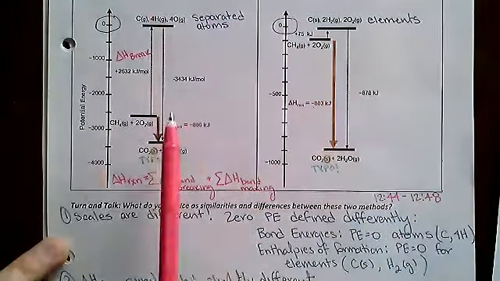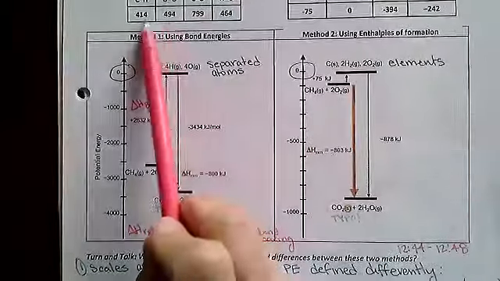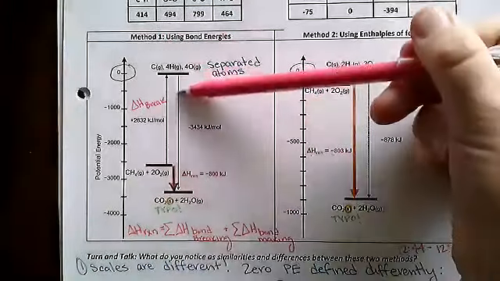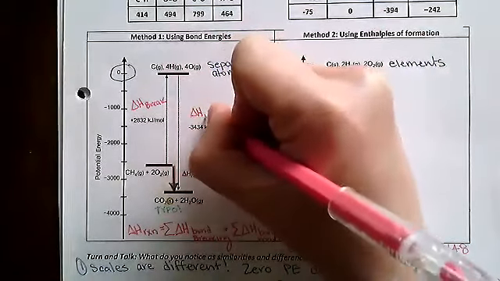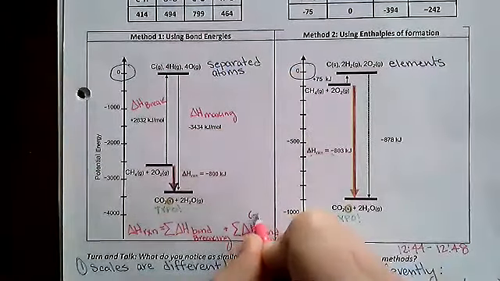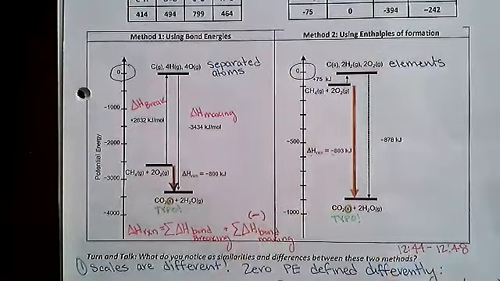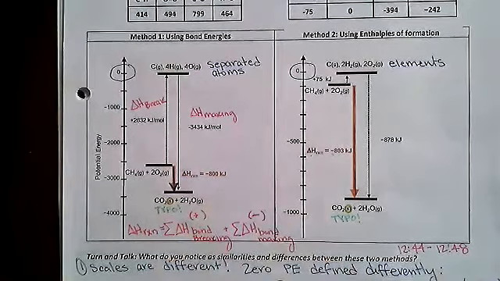And it was important to notice that even though all bond energies are written as positive values, energy comes out when you make bonds. So you always have to make this summation negative and this summation positive.